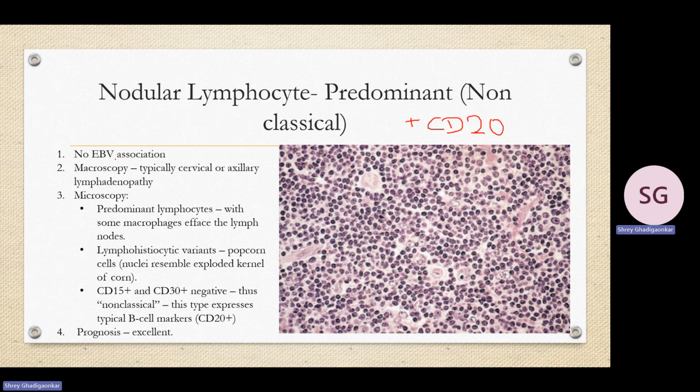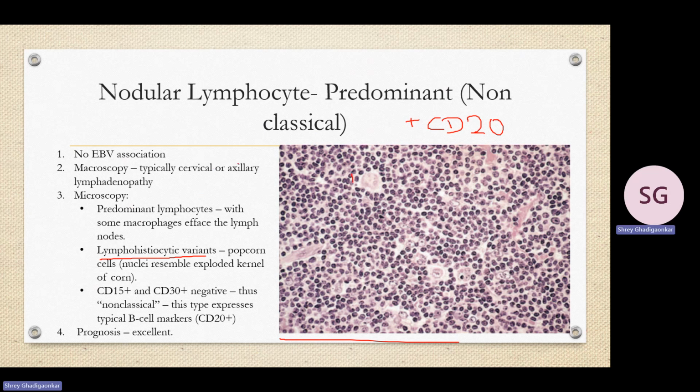Regarding the microscopy, as mentioned, these typically involve cervical or axillary lymphadenopathy. We have a picture for the microscopy over here. These usually involve predominant lymphocytes with some macrophages effacing the lymph nodes. A characteristic variant of the Reed-Sternberg cell is the lymphohistiocytic variant. These are also known as popcorn cells because the nuclei resemble exploded kernels of popcorn.